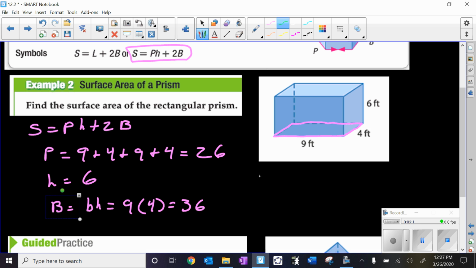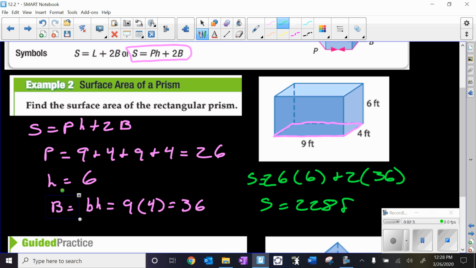Now that I have all my information, I should be able to plug it straight in. So 26 times 6 plus 2 times the area of my base, which is 36. And if I multiply that all together, that's going to get me 228 feet squared.